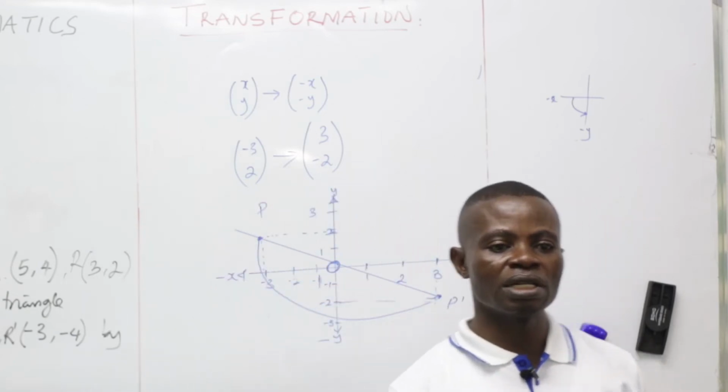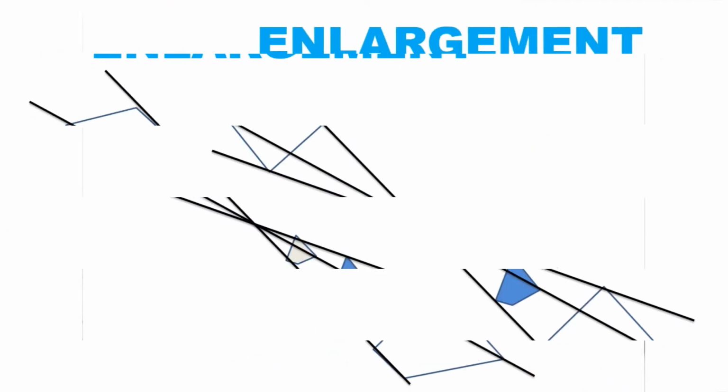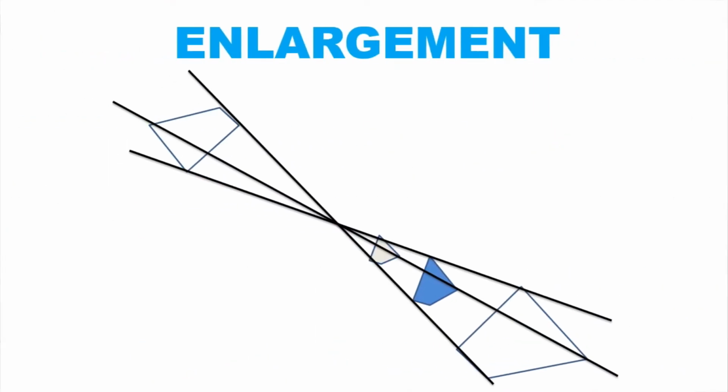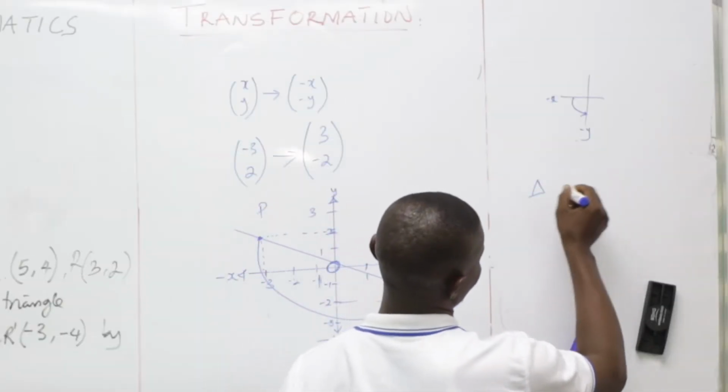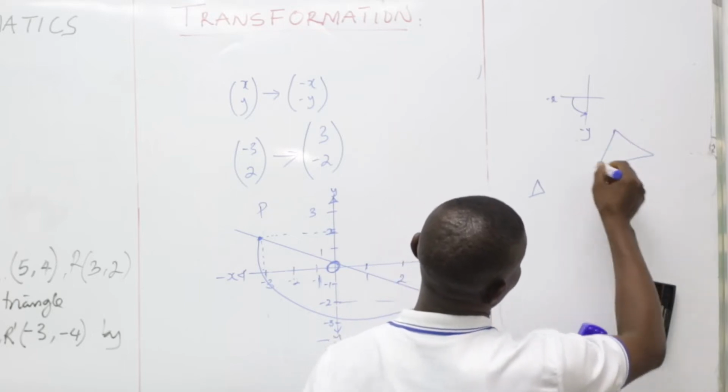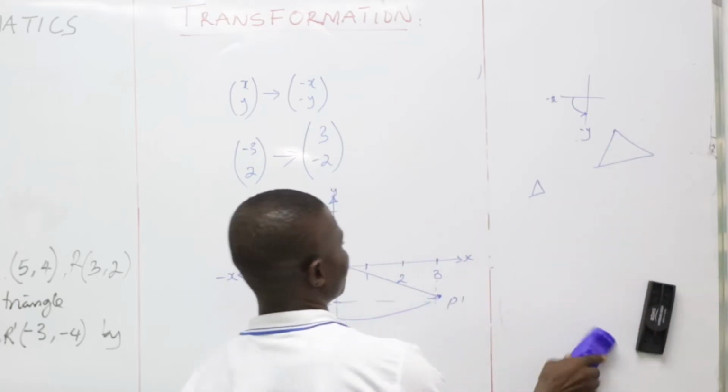Now let us consider the next thing we call the enlargement, before we pick a question from past questions. Enlargement simply means when a smaller object has been enlarged into a bigger one. Maybe I have a smaller triangle. If I increase it, this triangle has been enlarged.